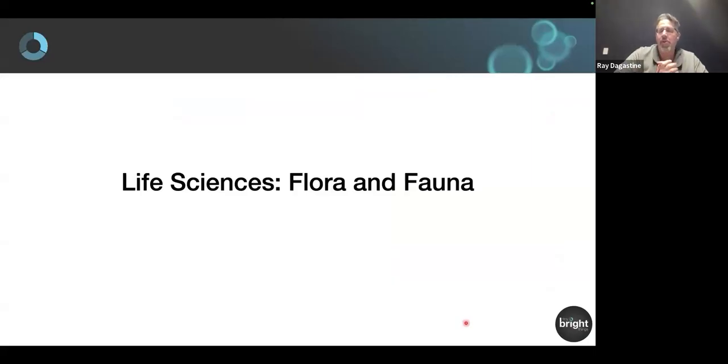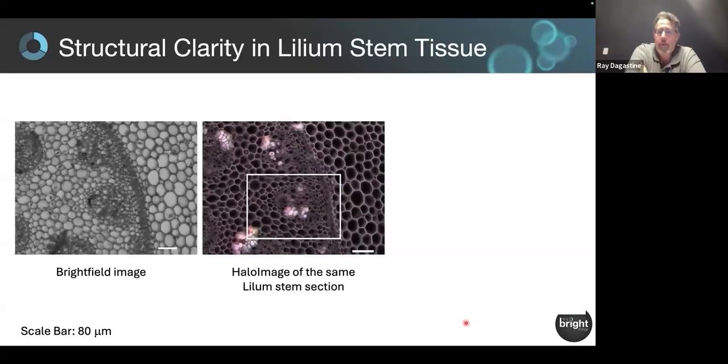The last few things are a little bit more fun. What we found is it doesn't always have to be about small stuff, it's about detail. And so I have flora and fauna. The first one is a lily stem tissue section again. That's not a bad bright field image. And that's the halo image of the same section. And you can see the edges more clearly. You start to get to more structure, and then we thought, well, what can we do a little bit better?